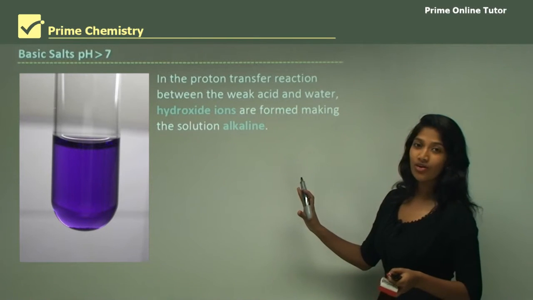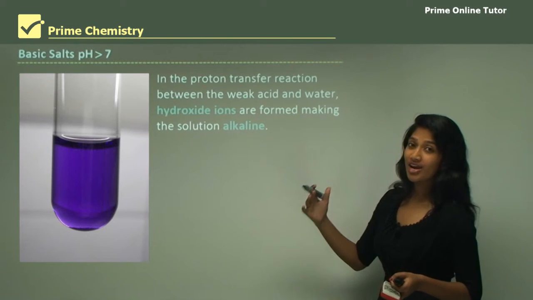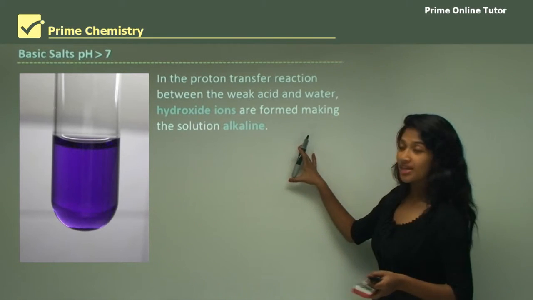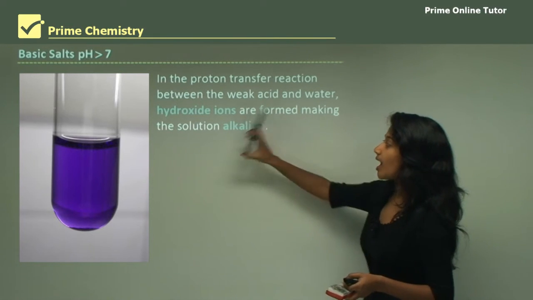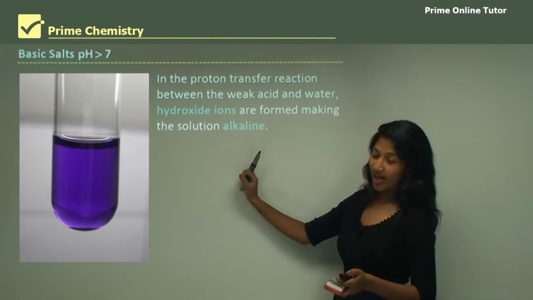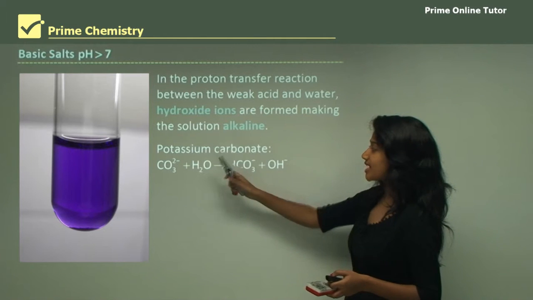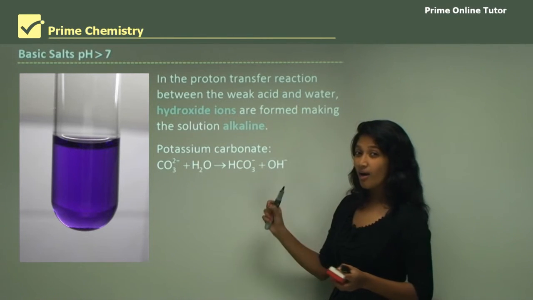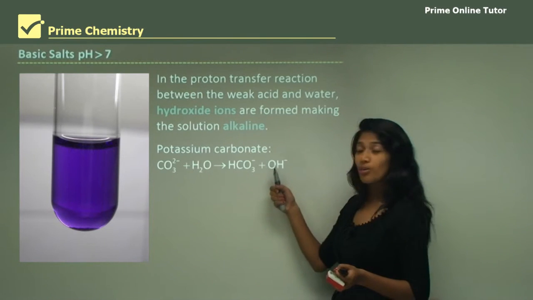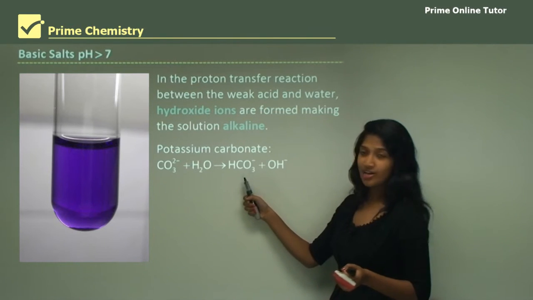Now basic salts have a pH of greater than 7. So in the proton transfer reaction between a weak acid and water, hydroxide ions are formed, making the solution alkaline. So in other words, we have potassium carbonate. So the carbonate from the potassium carbonate would react with water, and they would form hydroxide ions and hydrogen carbonate.